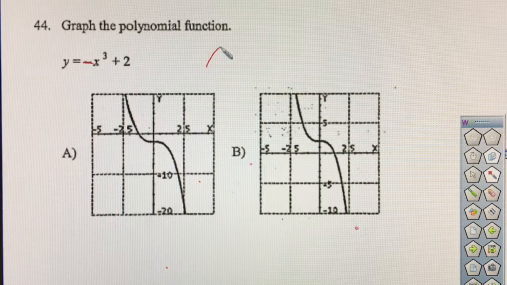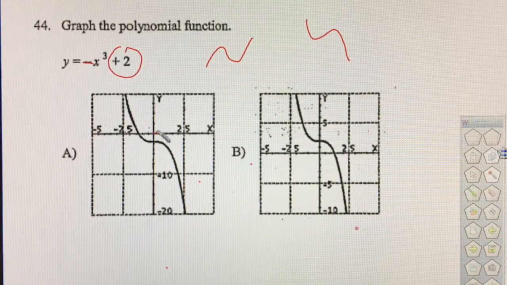Negative x cubed. Well, positive x cubed looks like that. Negative x cubed is going to look like that. They both have that shape, but it has a vertical shift of up 2 from 0, 0. So it can't be choice A. Notice it goes up 1, 2. It can be choice B.